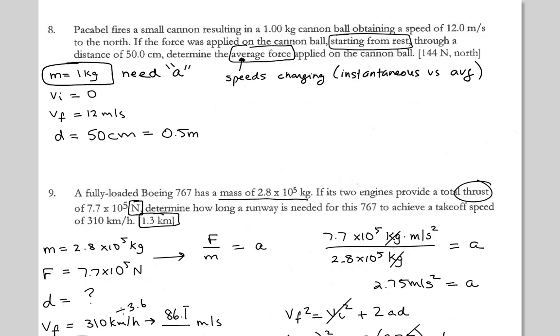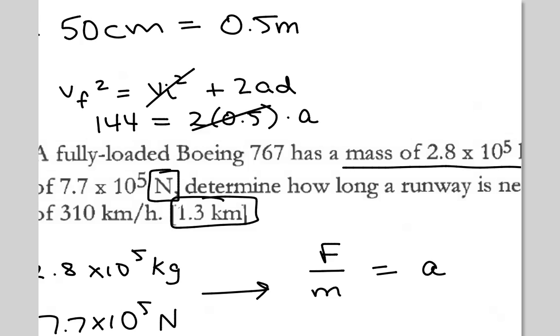Okay, so let's take a look at what's offered. Are we given any times? No, so we probably have to go with the VF square, okay? So VF square equals VI square plus 2AD. We know that VI is 0, very similar. VF is 12 squared, so that would be, can I just go to 144 for that? 144 equals 2 times, what's D? 0.5 times A. What's 2 times 0.5? 1, right? That's just 1. So A is 144. That was easy for some reason.